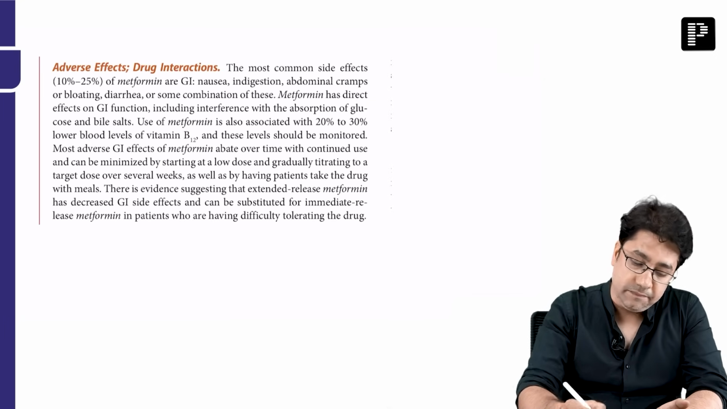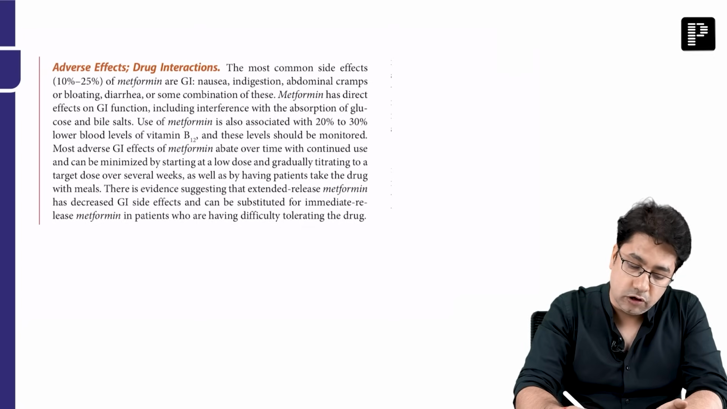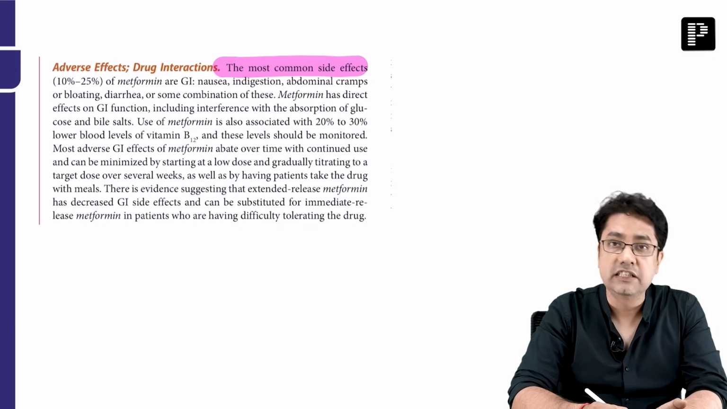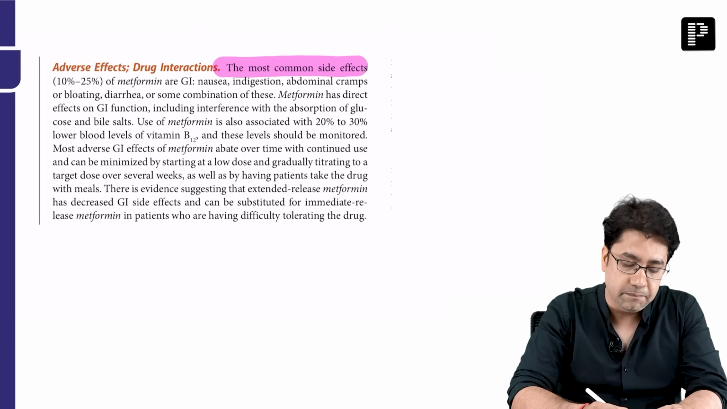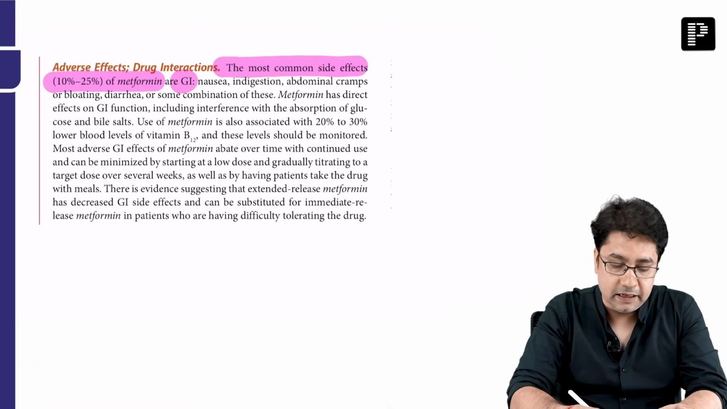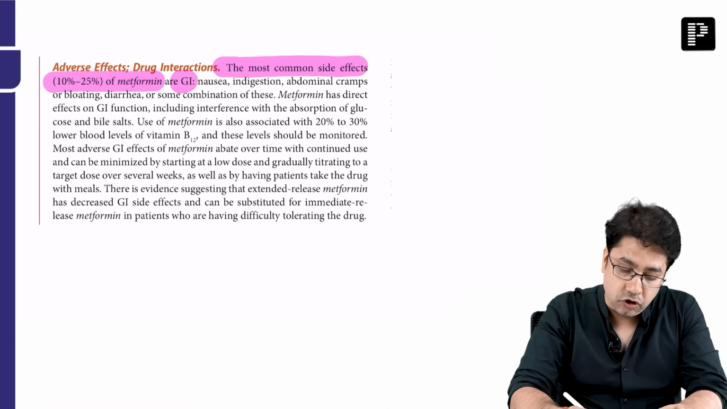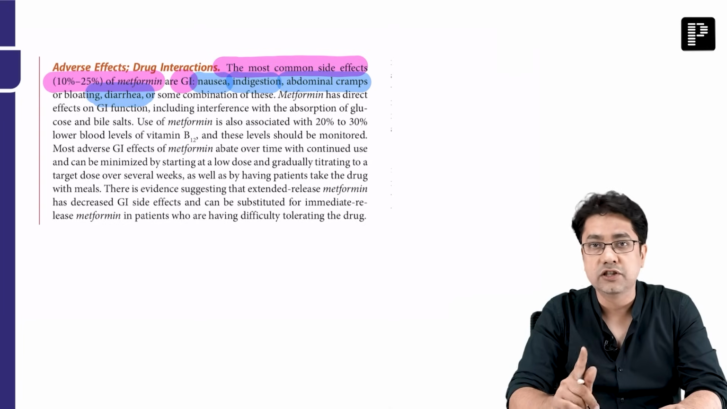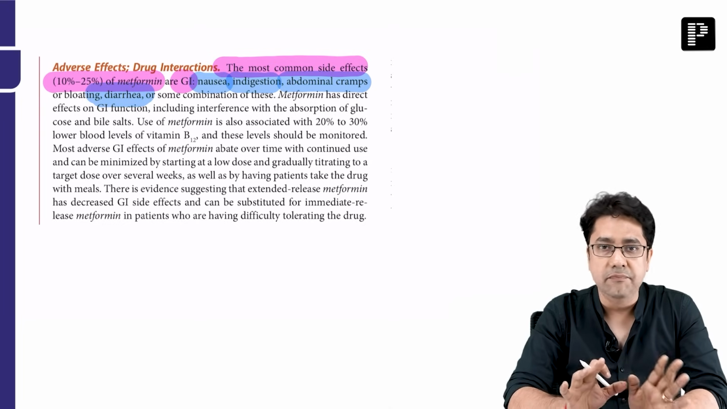So we can see, this is Goodman and Gilman 14th edition, the most common side effect: 10 to 25% of the people who are on metformin suffer GI abnormalities like nausea, indigestion, abdominal cramps, and diarrhea. Diarrhea is a specific side effect of metformin.